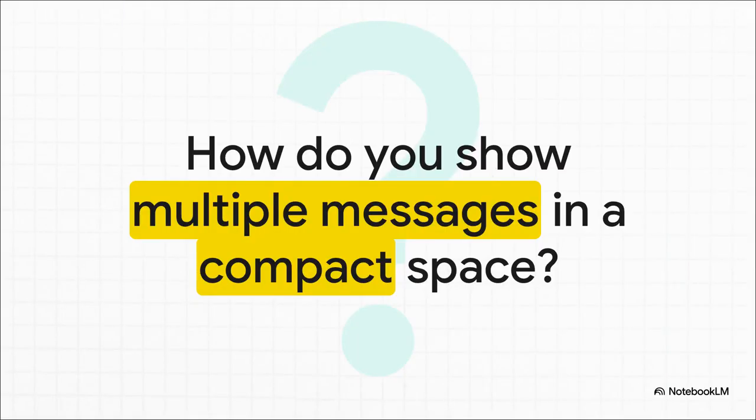Okay, let's kick things off with a problem I'm sure we've all faced. You've got a bunch of important but short messages you need to get in front of your user. You know, things like tips, new feature announcements, or status updates. Maybe you're cycling through different deals on a shopping app. The big question is, how do you show all that good stuff without making your UI a total cluttered mess?